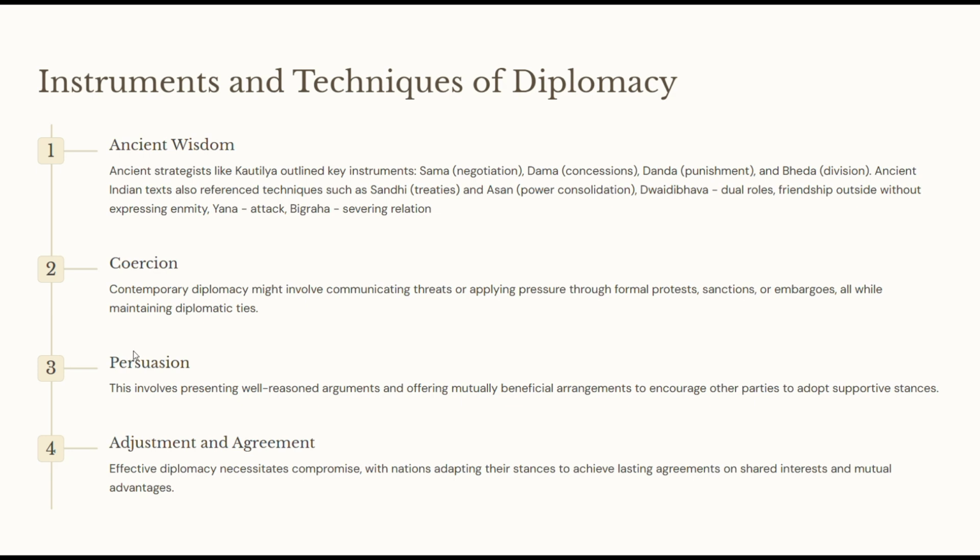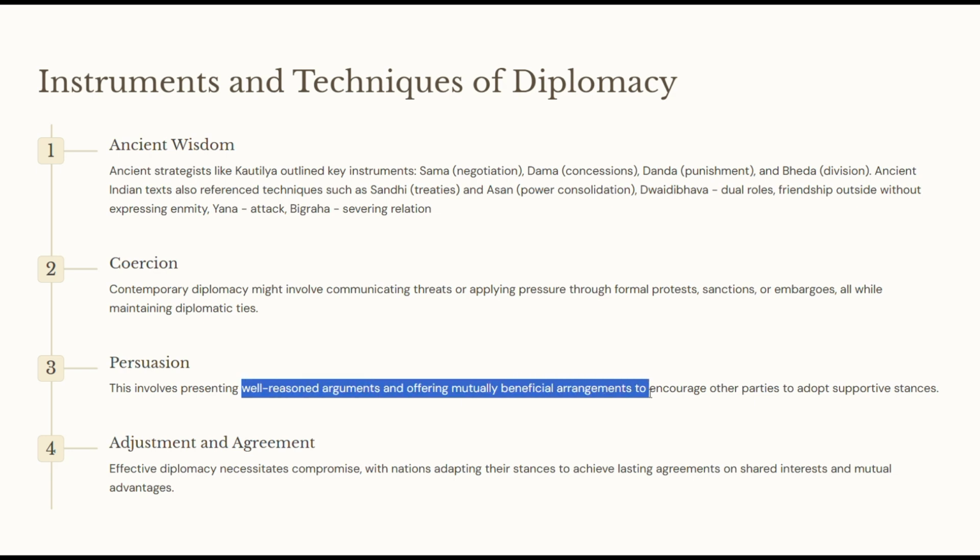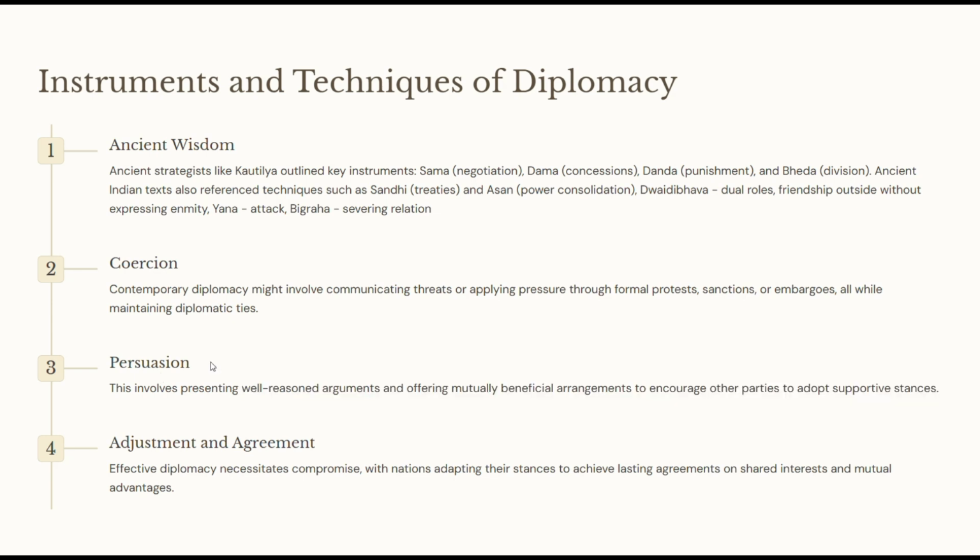The fourth category of instruments or techniques could be persuasion. This involves presenting well-reasoned arguments and offering mutually beneficial arrangements to encourage other parties to adopt supportive stances. A common example for persuasion could be the use of soft power and other public diplomacy initiatives.